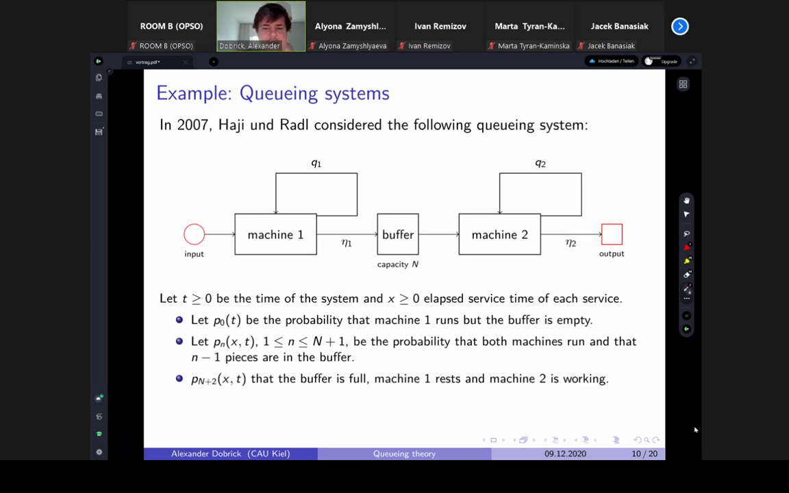So basically one can model this with probabilities. It's not so interesting, but if you're interested in what these probabilities mean, basically the probability that at point t machine 1 runs and the buffer is empty is modeled by this quantity. All situations between the extremes are modeled by these probabilities. And the situation that the buffer is full is modeled by this probability. And x is just the elapsed service time of each of these services. So this is the way it is modeled.